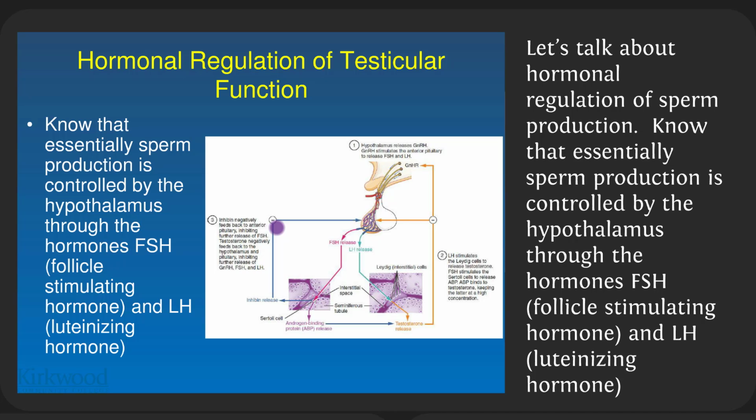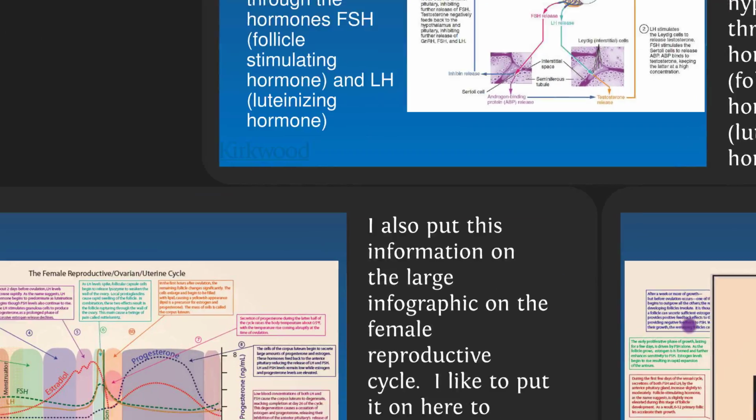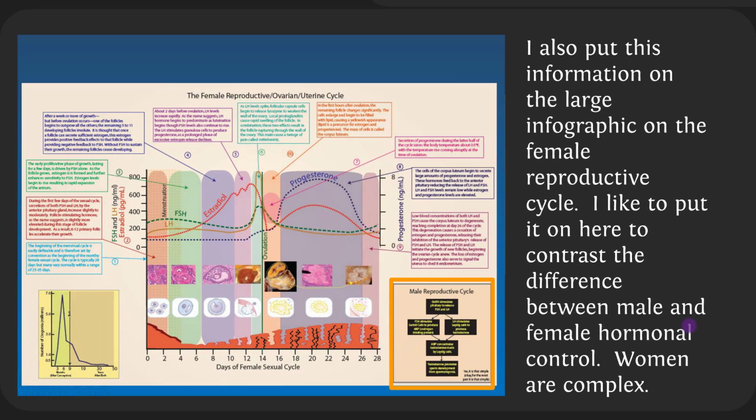Hormonal control. Know that essentially sperm production is controlled by the hypothalamus. So the hypothalamus would be up here, and then this would be the pituitary. It's controlled by the hypothalamus through hormones called follicle-stimulating hormone, abbreviated FSH, and luteinizing hormone, abbreviated LH. The interesting thing about those terms is they actually come from female anatomy, and you'll see that soon. I also put this information on this large infographic on the female reproductive cycle. I like to put it on here to contrast the difference between male and female hormonal control. So males are pretty simple, females are pretty complex.